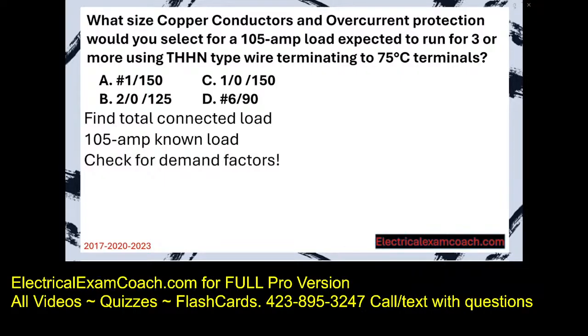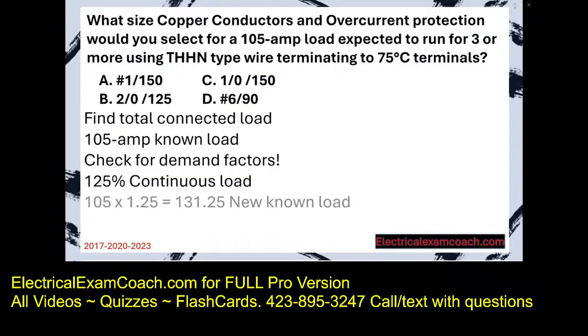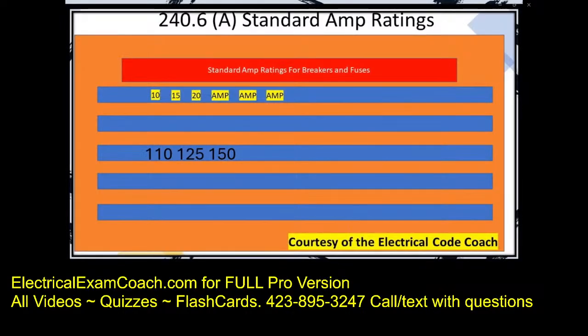When we look, we find that we have the 125% continuous load rule, so we do our math. We take our original starting known load, we multiply it by 1.25, that gives us a new known load of 131 amps, and now we can size our overcurrent protective device. We head to table 240.6(A) and we choose the next standard size, which is a 150.